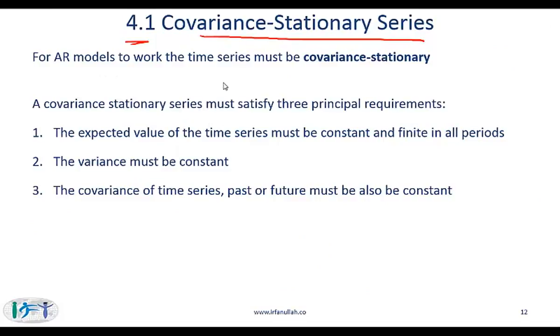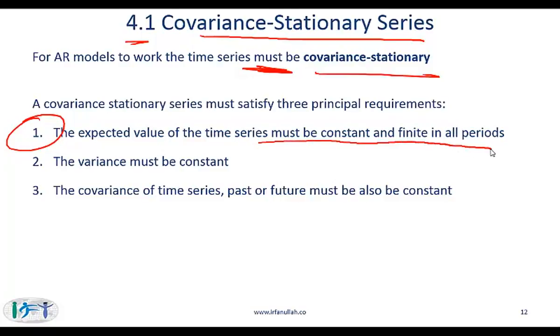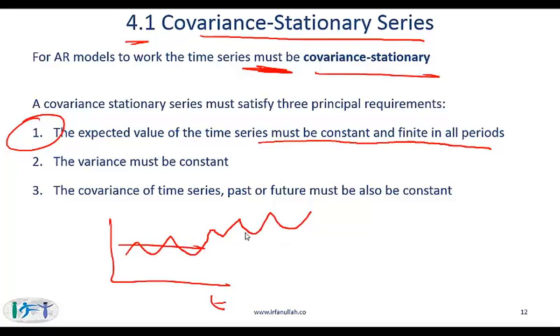For AR models to work, the time series must be covariance stationary. We touched on this in the previous reading. Now let's just look at the 3 specific requirements for time series to be covariance stationary. The first one is that the expected value of the time series must be constant and finite in all periods. Remember this. If you have a situation where over time the value is slowly drifting upwards, is this covariance stationary? No, because the mean is changing. So this is the requirement.